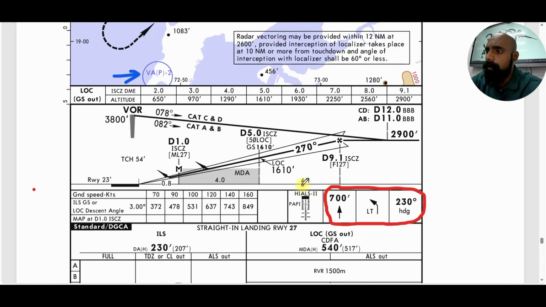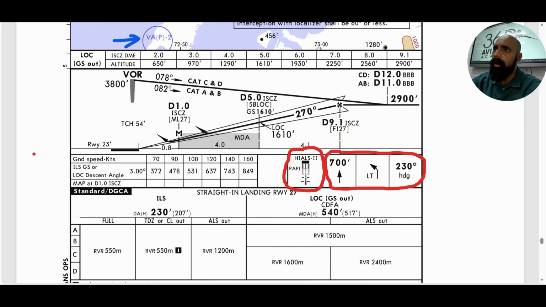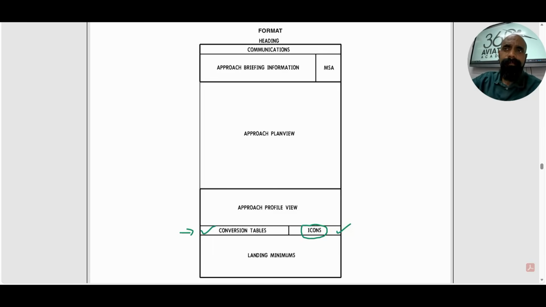And over here, this information is the approach lights available to you. At the airport, you can see that it is a high intensity approach lighting system type 2, right? So HIALS, which means high intensity approach lighting system. And then you have the PAPIs, which are the lights you would use to know if you are flying on the correct descent path to land. So that information is given here, and it's called your icon information.